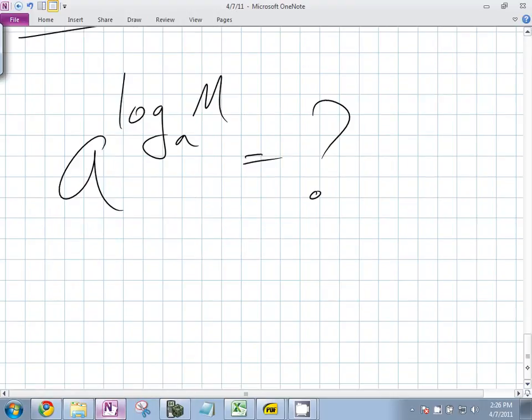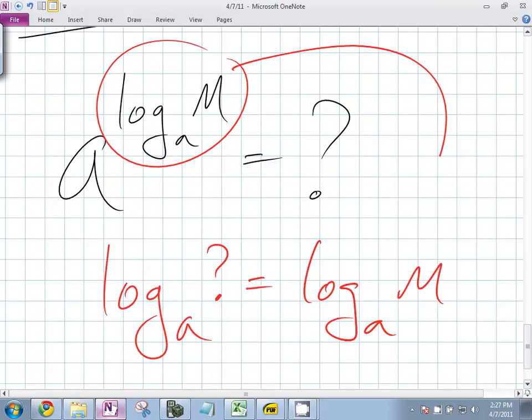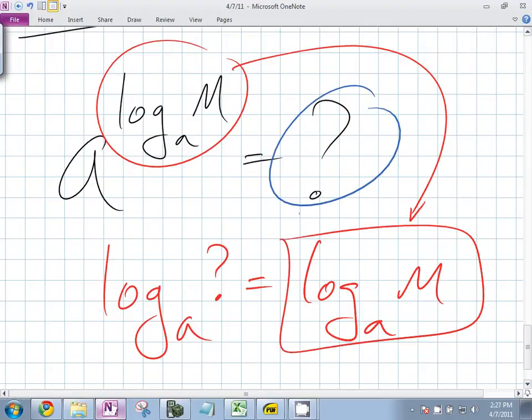If we were to translate that into a logarithmic, the equivalent logarithm, can someone tell me what it would be? Raise your hand and tell me. Log base a of question mark is equal to log base a of m. This thing marches down right here, right? This thing marches right there, and the base, where does the base go?